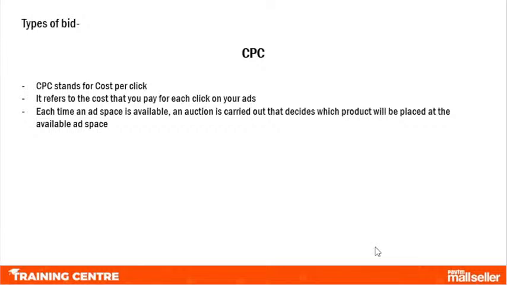For example, if you have set a CPC of ₹5 for a campaign in an auction, your bid wins and your product ad is displayed to the customer. Once a customer clicks your product ad, you will be charged ₹5 for that click.